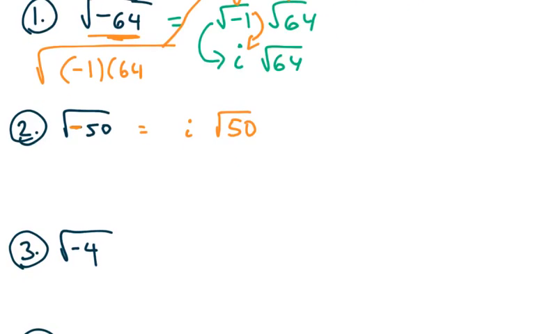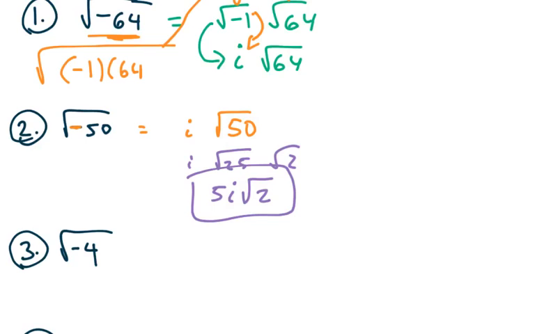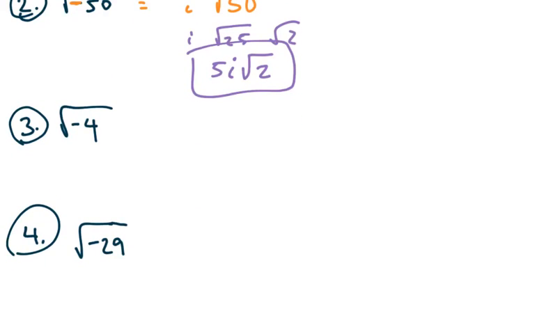So let's play with the square root of 50. What you want to do is break this down and take out a perfect square. That would be 25. So this breaks down to the square root of 25 times the square root of 2. Then we know the square root of 25 is 5. So this is 5i square root 2. And that's my answer. So if you haven't done so already, go ahead, pause the video right now and try 3 and 4. Shouldn't take you more than a couple seconds to do these.